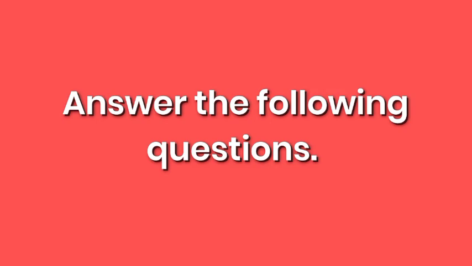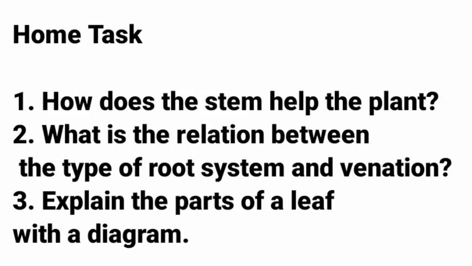Home task. Answer the following questions. First question, how does the stem help the plant? And second question, what is the relation between the type of root system and venation? And the third question is, explain the parts of a leaf with the help of a diagram. You have to draw the diagram and write its parts neatly with a pencil.